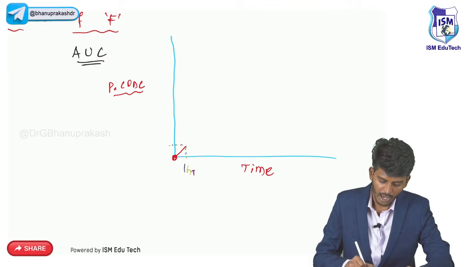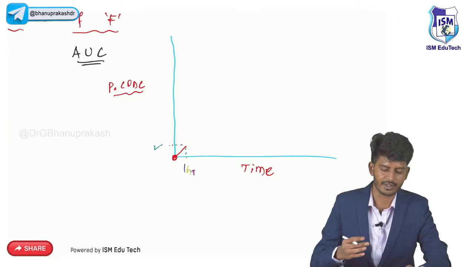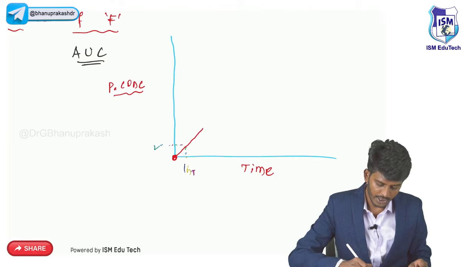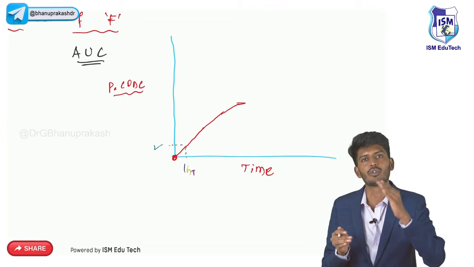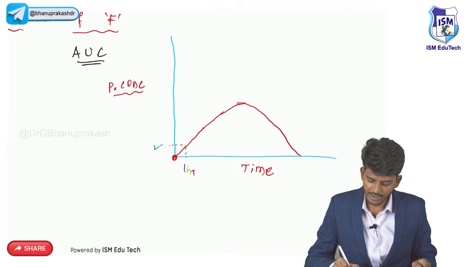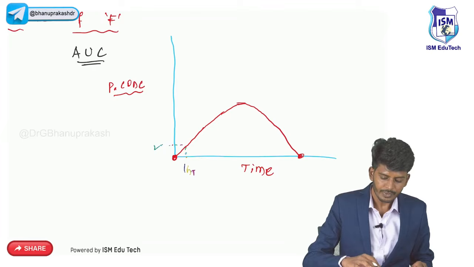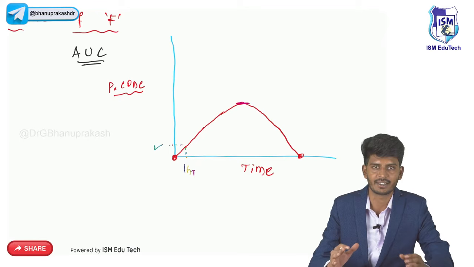So what happens is that you gave a drug orally and it starts to absorb. With time, the quantity of drug will increase in the plasma concentration. It will reach a peak, the maximum. After that, the drug will start to get metabolized, and slowly the quantity of drug will start to go down. Now, look here. This point is the maximum concentration.